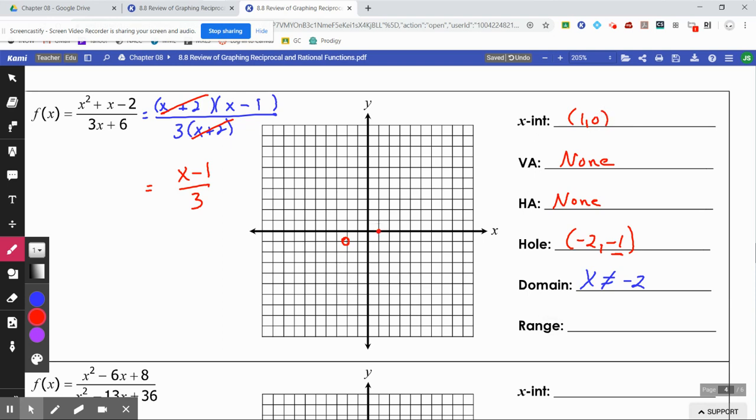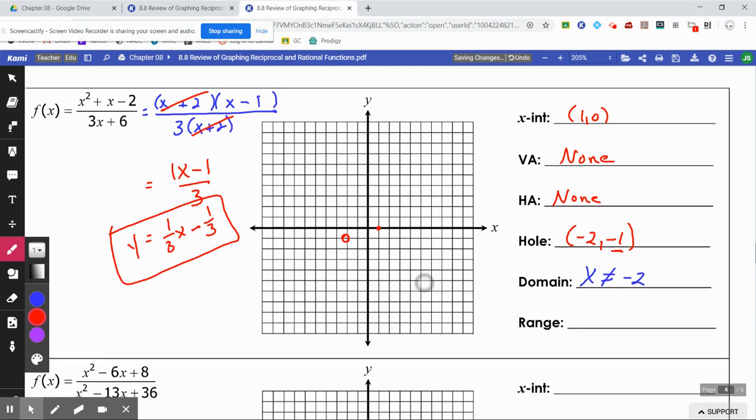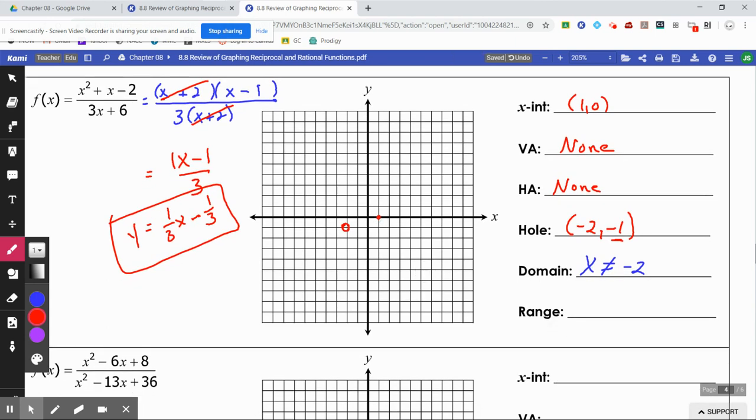You can plug in some values from here on out, or here's the other method. Notice that when you split it, it's a line in y equals mx plus b form: y equals 1/3 x minus 1/3. That's a line that has a slope of 1/3. So you can take the hole and do rise 1, run 3 over and over to get more points on the line, or go down 1 and left 3. And that is what your graph looks like.